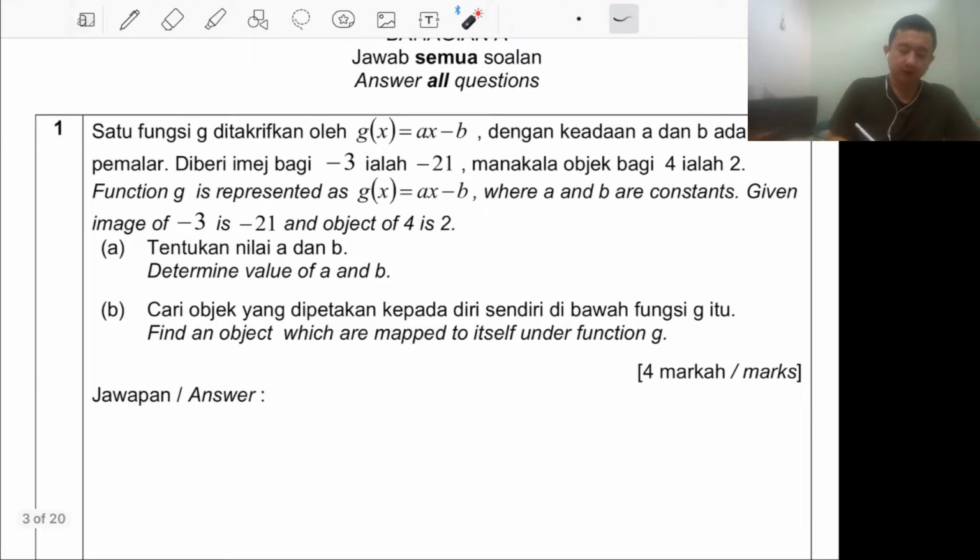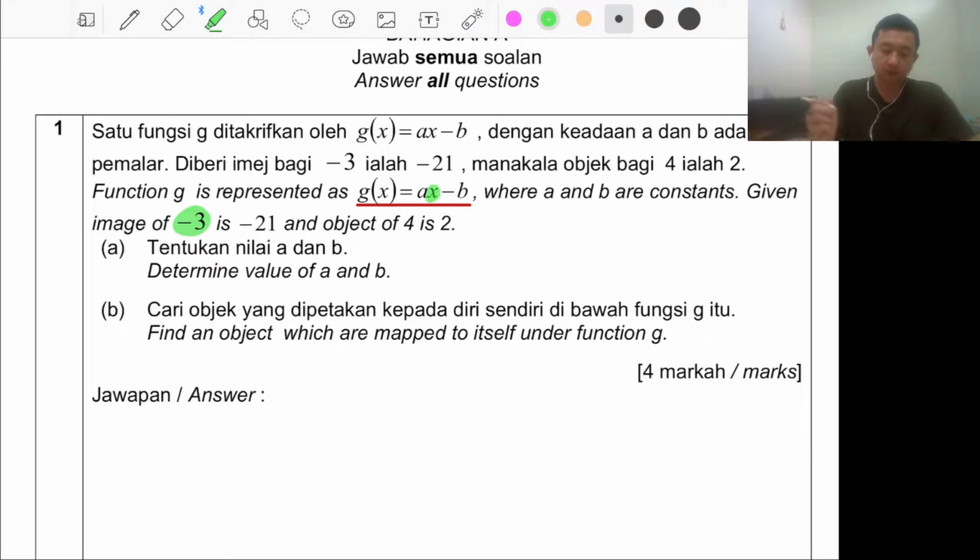Question number 1. Function g is represented by g(x) = ax - b. a and b are constants. The image of -3 is -21. So which one is the object? This one is the object, and this one is the image, right?